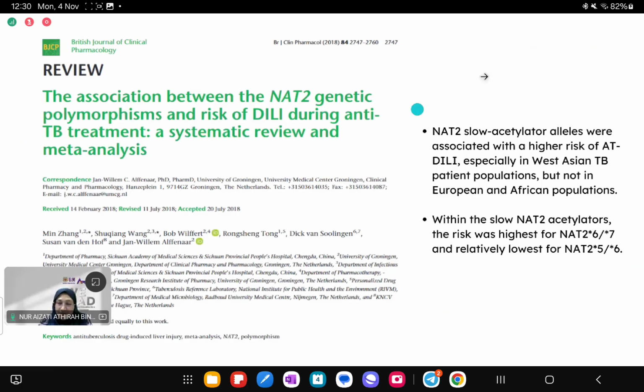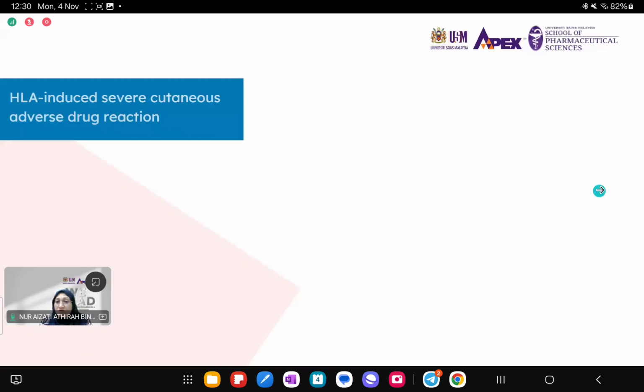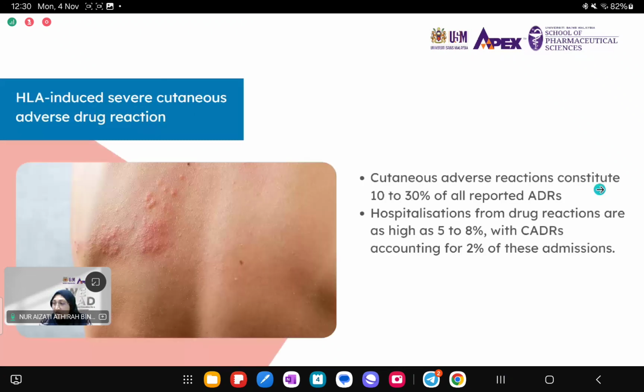Okay, I might skip this one. Okay, now we come to the type B ADR. So this is the one that relates to immunological reaction in which it is not related to the dose or not related to the mechanism of action, pharmacological action of the drug itself. So HLA-induced severe cutaneous adverse drug reaction. We call it also SCAR, okay, severe cutaneous adverse reaction.